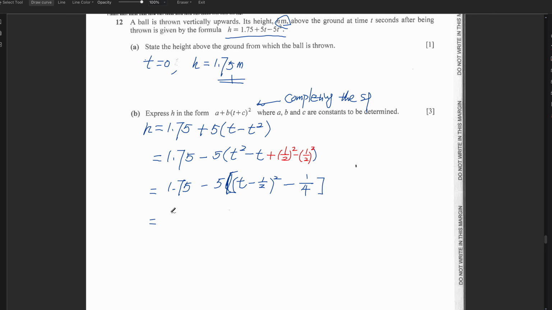This will be 1.75 plus 1.25, because 5 multiplied by 1/4 is 5/4, which is 1.25, minus 5 multiplied by (t minus half) squared. So this gives us 3 minus 5 multiplied by (t minus half) squared. All right. So the highest point we can go is 3 meters.